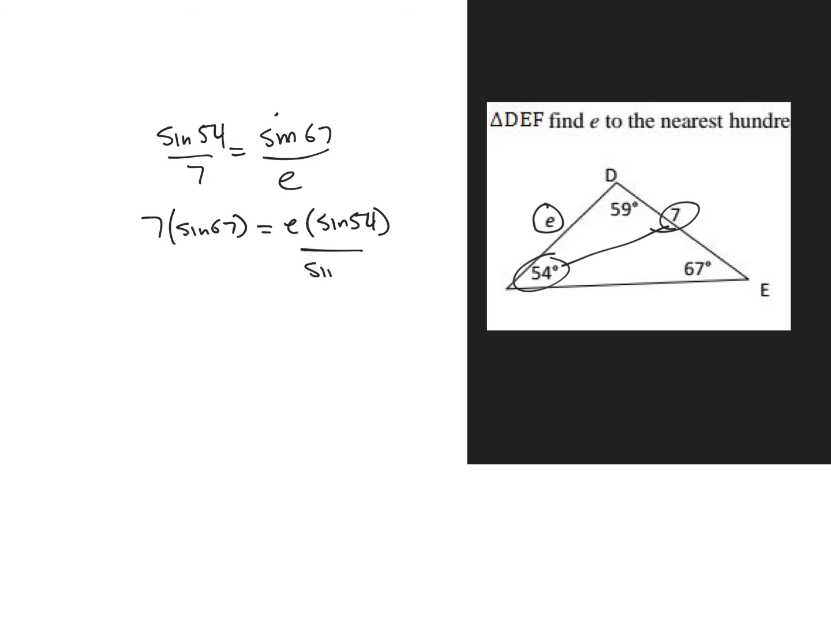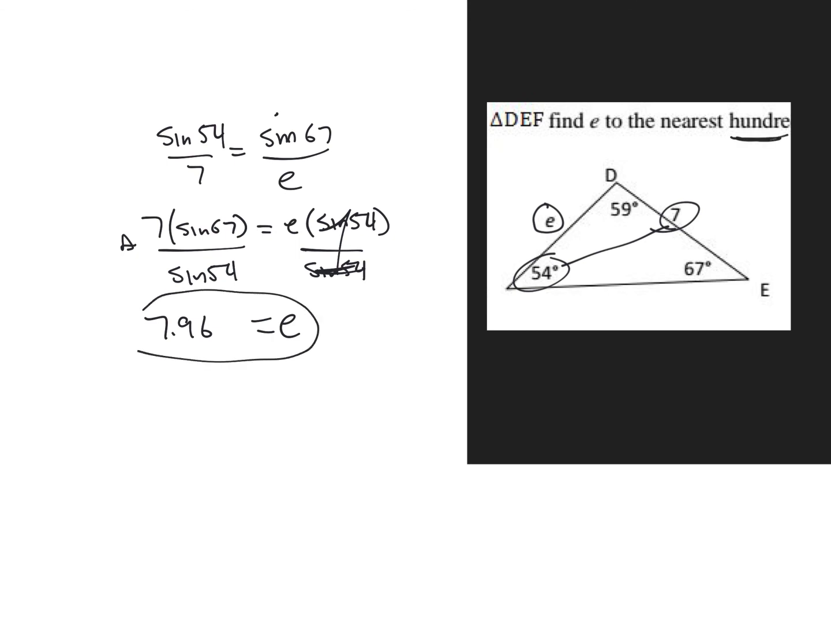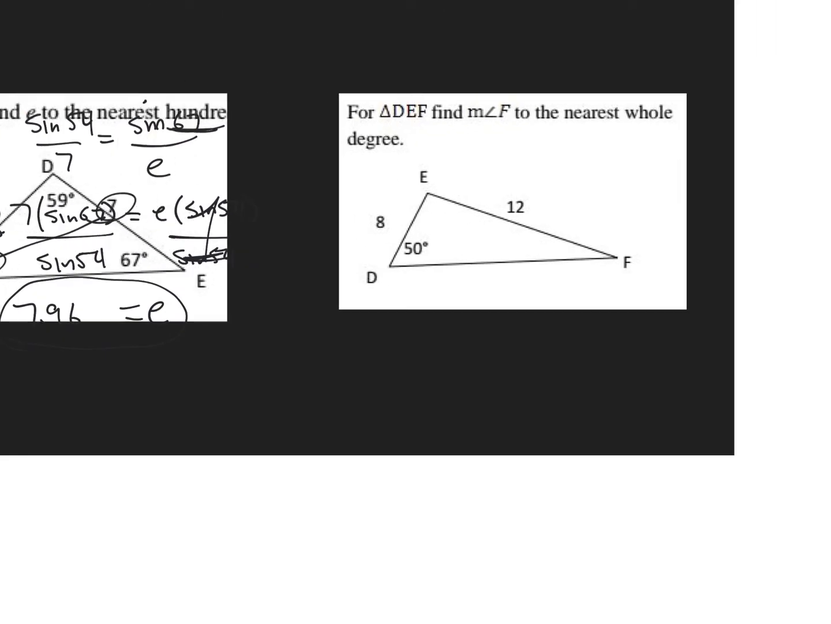So now to solve, I'm going to divide by the sine of 54, because that goes away. That becomes a big 1. So E is going to be equal to all of this stuff on the left side. And I can just calculator mash on it. So multiply 7 times the sine of 67, then just divide by the sine of 54, and I get 7.96. They want it rounded to the nearest hundredth, so that would be 7.96, and that's my answer. Which isn't too terrible. It's not too brain-breaking. A lot of this battle's in the setup.